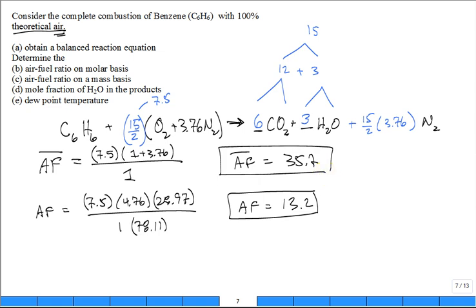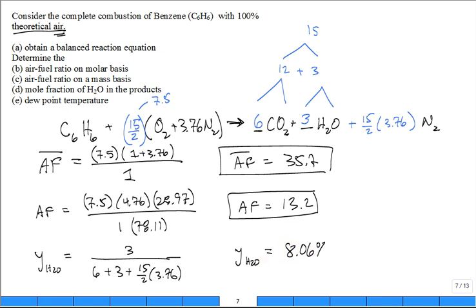What's the mole fraction of water in the products? Y of H2O in the products. Well, I'm going to have 3 kilomoles of water vapor in the products. And in the products, I have 6 of the carbon dioxide, 3 of the water, and 15 over 2 times 3.76 of the nitrogen. So the mole fraction of water vapor in the products comes in at 8.06%.